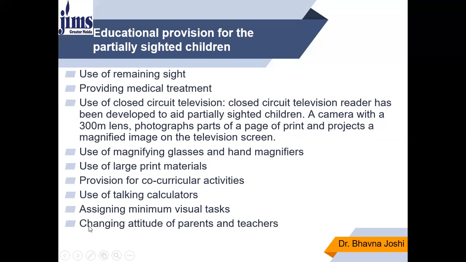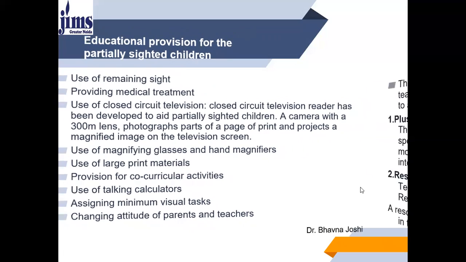And the most important thing is that there needs to be a change in the attitude of parents as well as teachers. They need to be very positive about the visually impaired student and their education and their future. Because if these two communities, parents and teachers, are positive, then automatically the child will also be positive about his or her future.